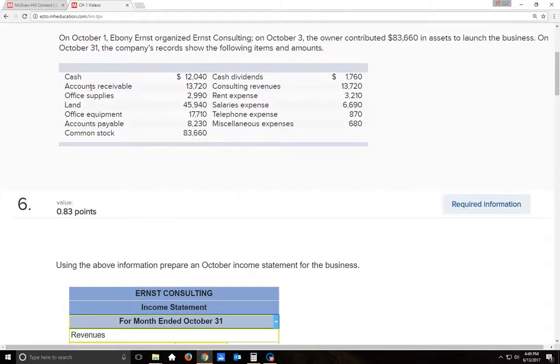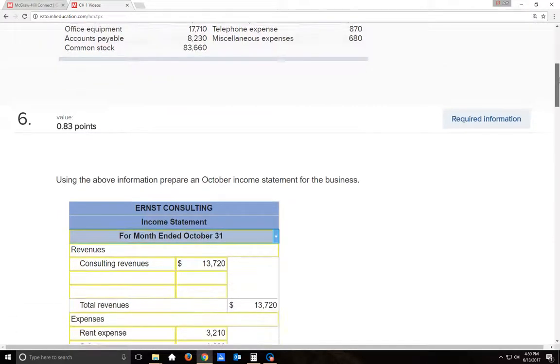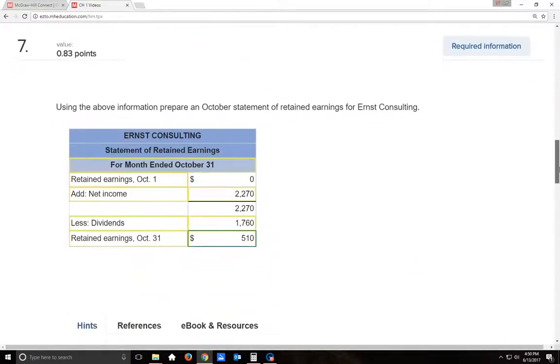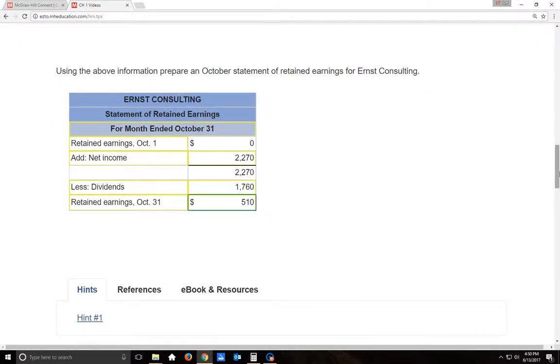That data set gave us various items from the company's balance sheet account, from their statement of retained earnings, and also information that would be used in putting together their income statement. So far, we've put together the income statement and found that Ernst had ending income at the end of October of $2,270. Ending statement of retained earnings showed retained earnings of $510.